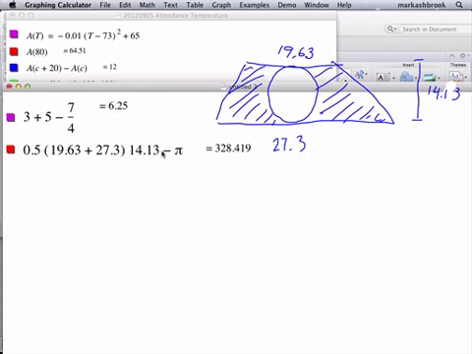Just type pi, and then boom, it's got it built in. All right, and we don't want to subtract pi, though. We want to subtract r squared. And our radius is going to be 14.13. Is that the radius?